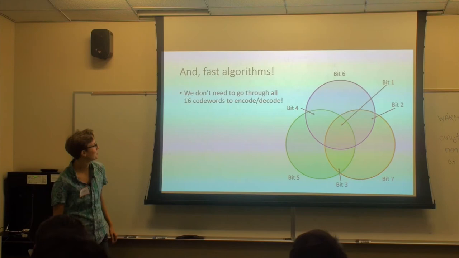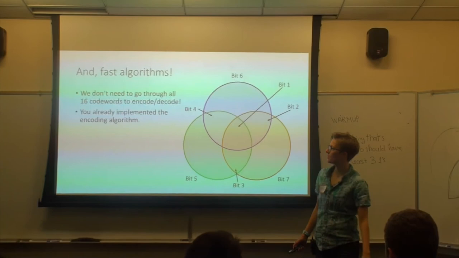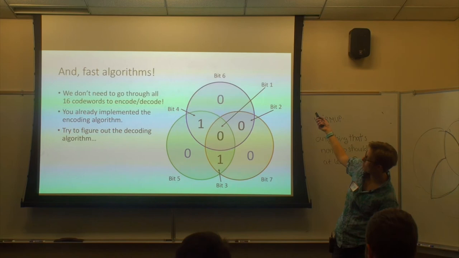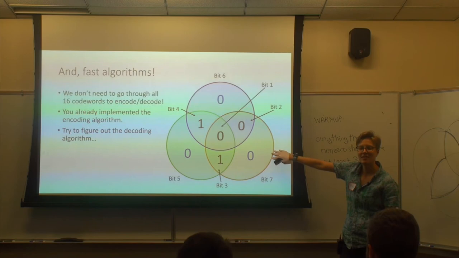Cool. Okay, it turns out there are also fast algorithms for this, so we don't need to go through all 16 code words to encode and decode. You've already implemented the encoding algorithm, right? I had to do that for BatPanda, then you pointed out that I had already done it on the slide. But we could actually just figure out the decoding algorithm by staring. So here's a corrupted code word. What's wrong? Which bit is flipped? You tell me.